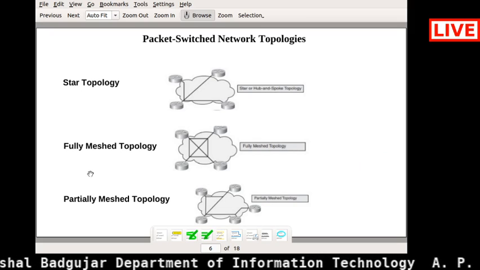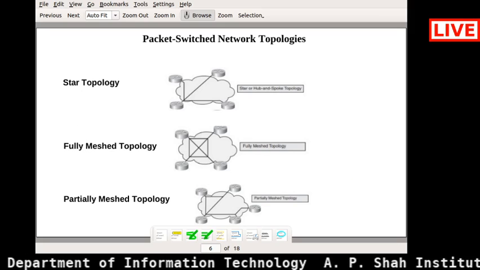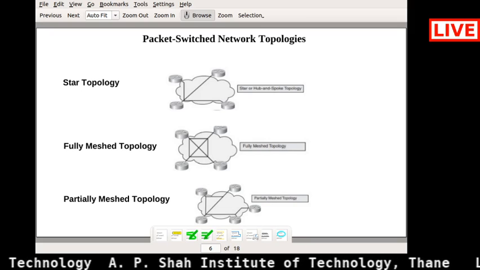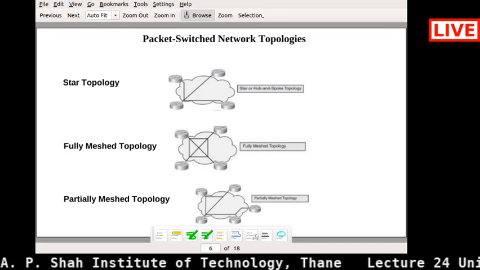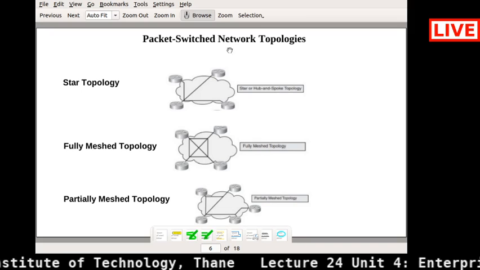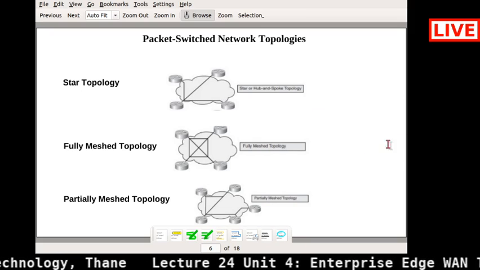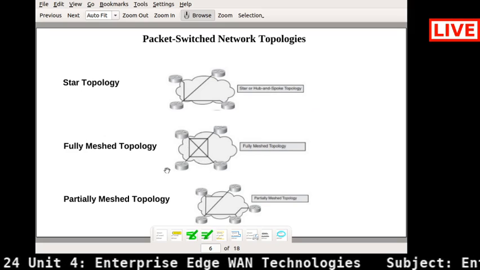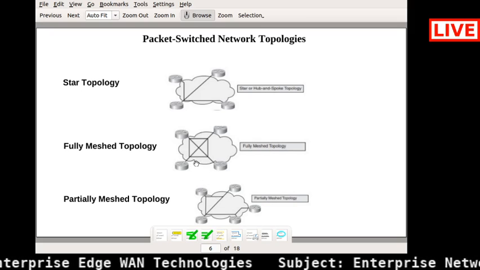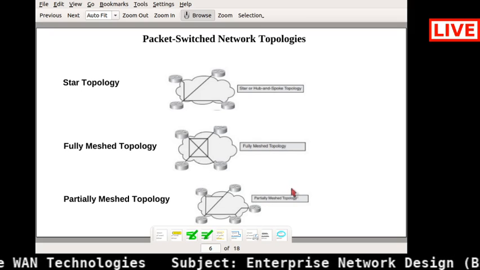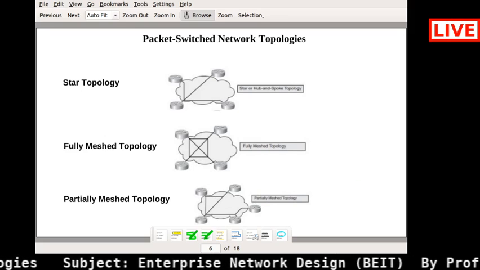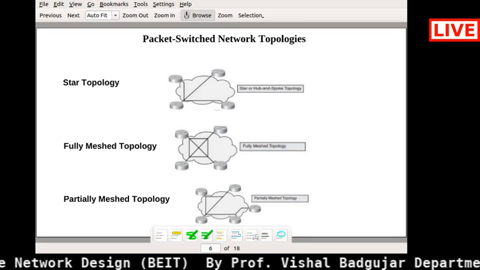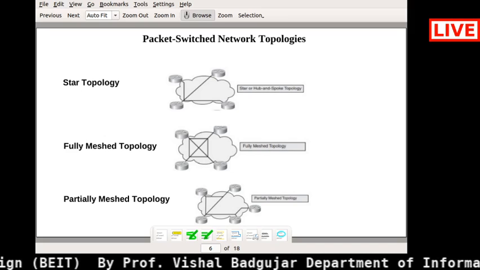Then the next one is the full mesh topology, right? In this, each routing node on the periphery of a given packet switch network has a direct path to every other node, right? If you see in this diagram also, each routing node on the periphery of a given packet switching network has a direct path to each node, right? So every node has a direct path, and we can call it any to any connectivity, right?